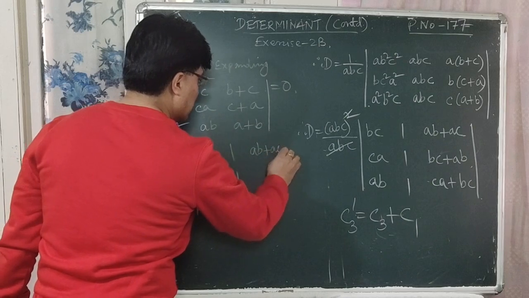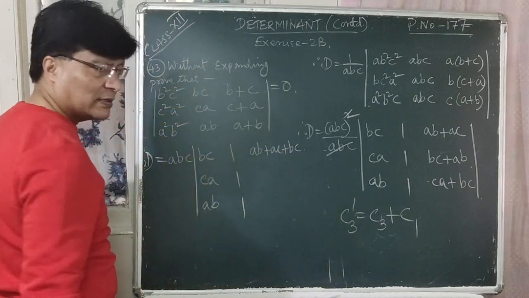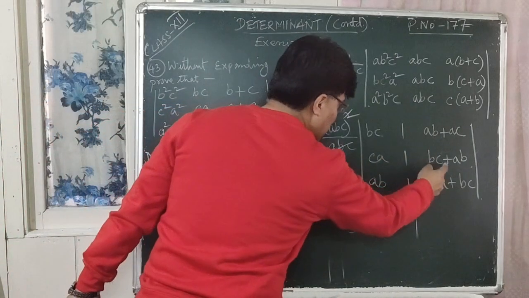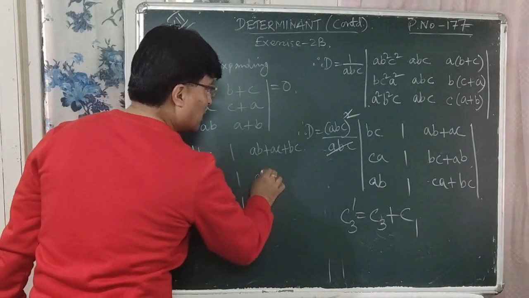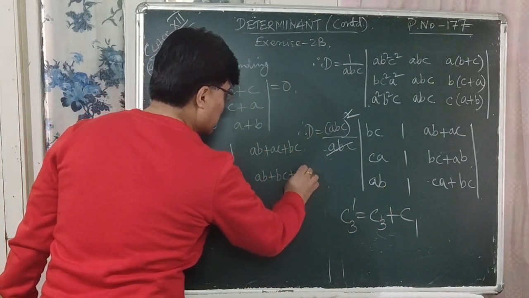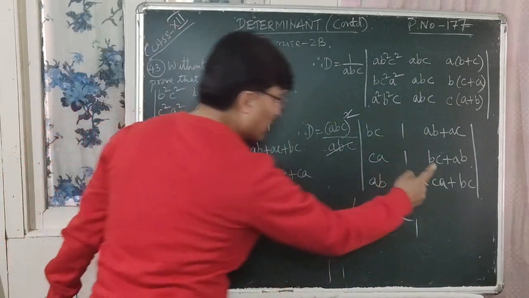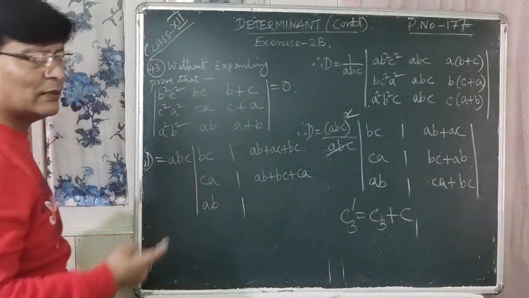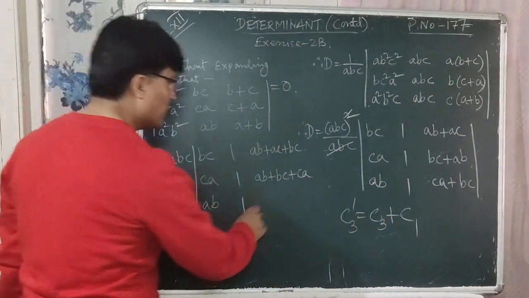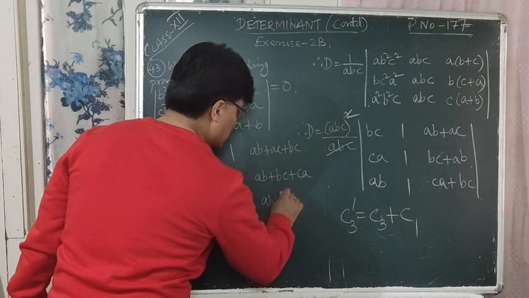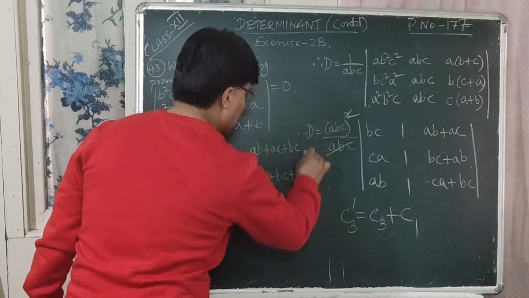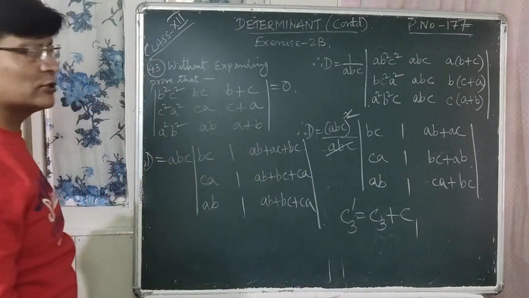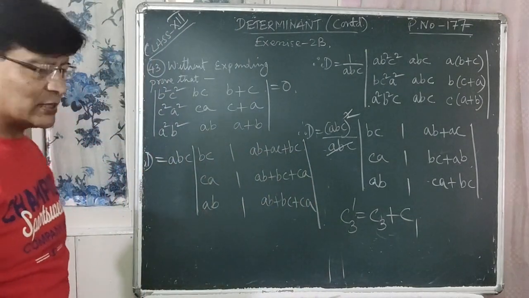AB plus AC plus BC, right? Next one, C3 plus C1. Again it is AB plus BC plus CA, right? Again C3 plus C1. That is the third element of the third column. So what do we get? AB plus BC plus CA. That is, determinant sign is closed. So is it clear to all of you?